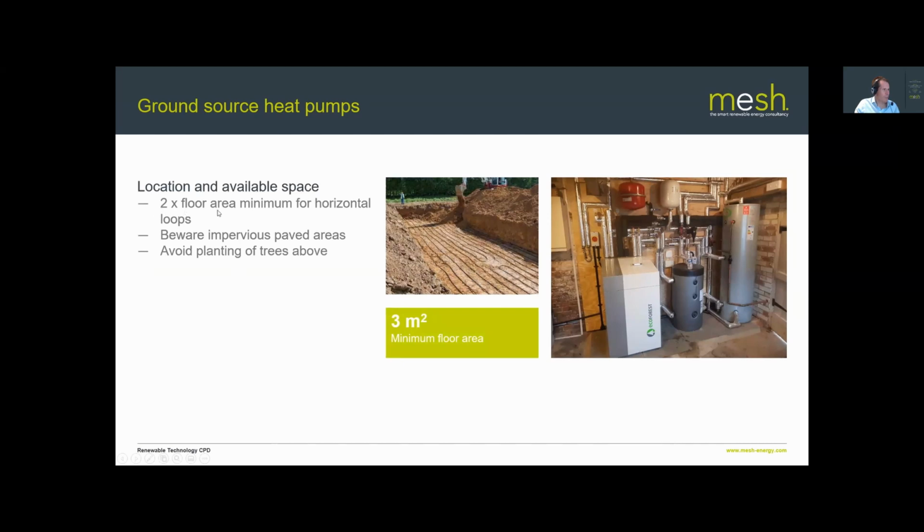If you're going for flat loops, the recommendation is an absolute minimum of twice the floor area, the gross internal floor area of the building you're trying to serve, and that's if it's a pretty well insulated high spec building, and if it's pretty favourable ground conditions. Probably more realistic is 3 to 4 in most cases.